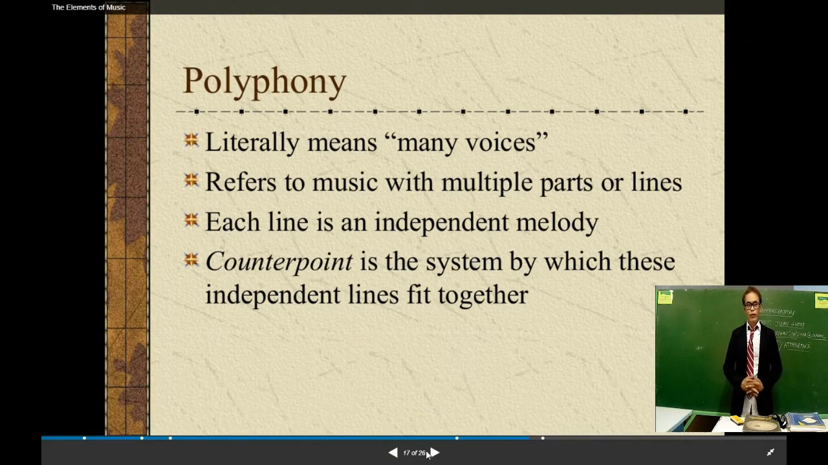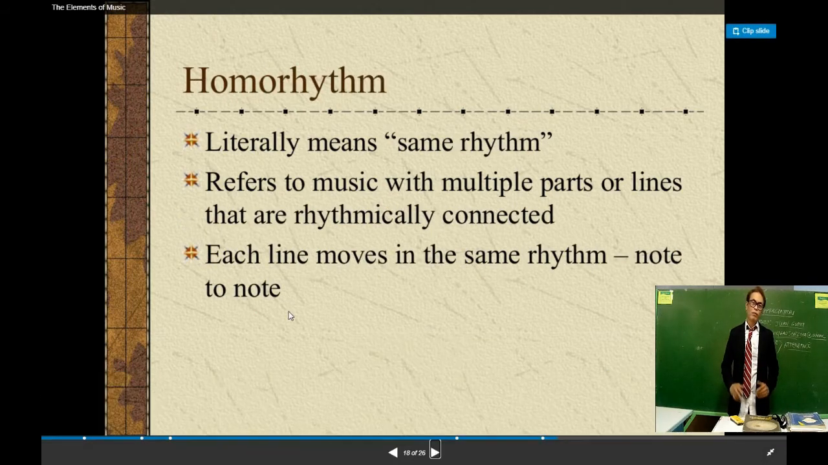That is polyphony. Homorhythm, meaning same rhythm, refers to music with multiple parts or lines that are rhythmically connected. Each line moves in the same rhythm, note to note.